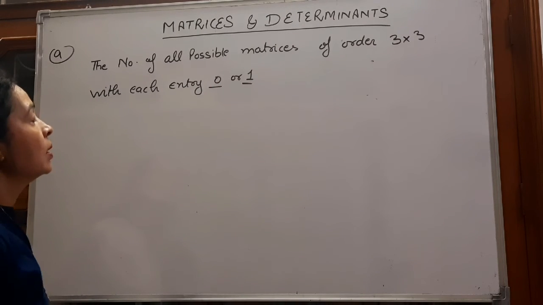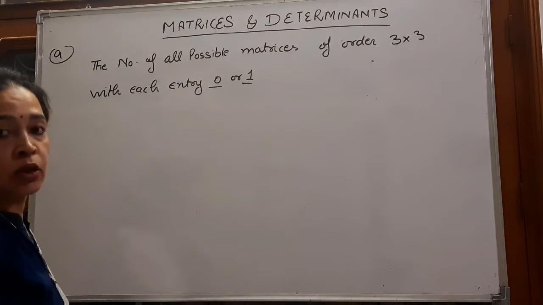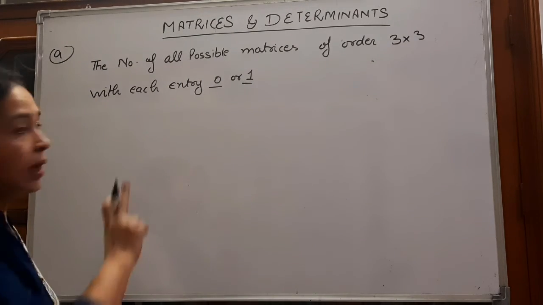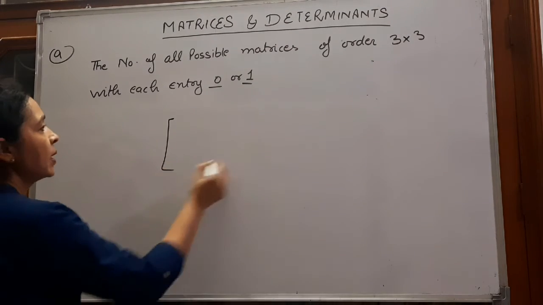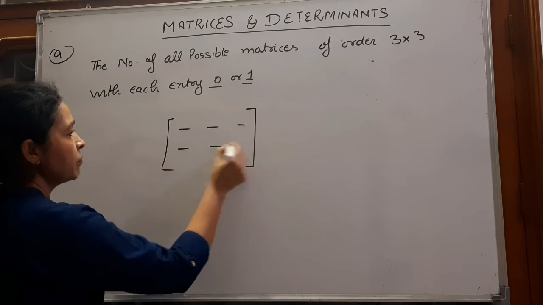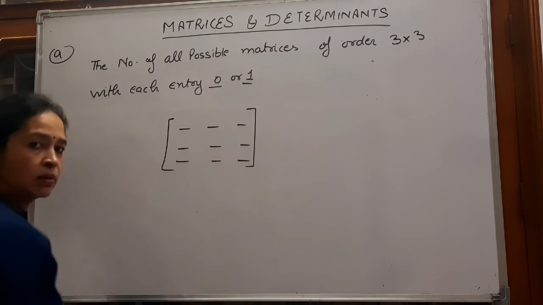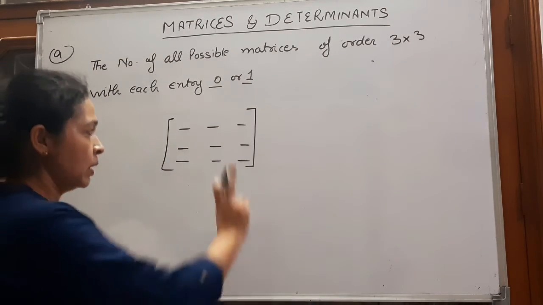The number of all possible matrices of order 3 by 3 with each entry 0 or 1. We have to find how many matrices we can write. The order must be 3 by 3 and the entries can be 0 or 1. A matrix of order 3 by 3 means we will have 3 rows and 3 columns. We have to fill 9 places.